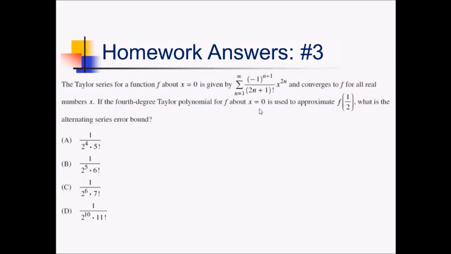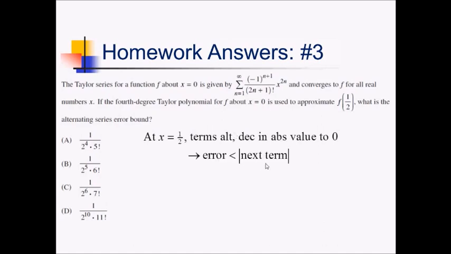But just to check, we see that we definitely have an alternating series here, -1 to some variable. And if we're plugging in 1/2, then we also have a series that is decreasing in absolute value to 0. 1/2 to some exponent, that's really 1 over 2 to the exponent. So we have a denominator that just keeps growing. So we can say that our terms alternate and decrease in absolute value to 0. So we actually can use the alternating series error bound. And that means that the error is going to be less than the absolute value of the very next term.